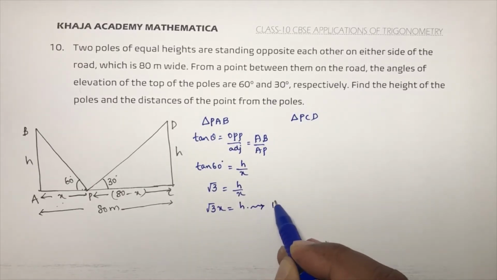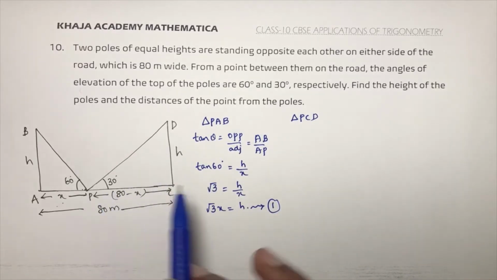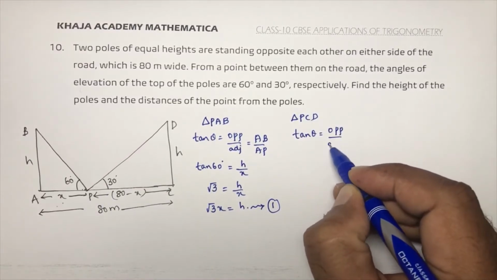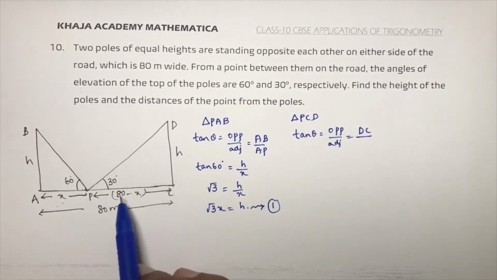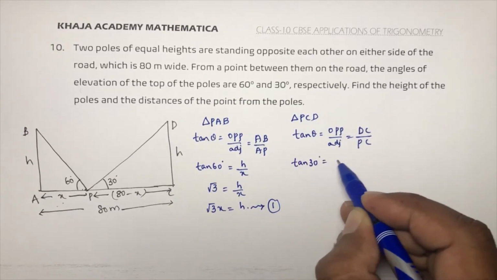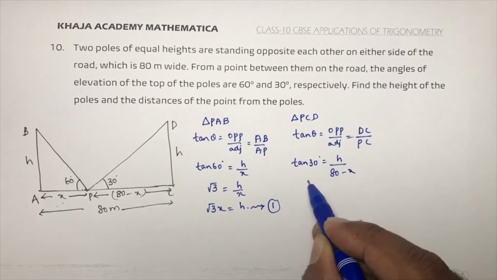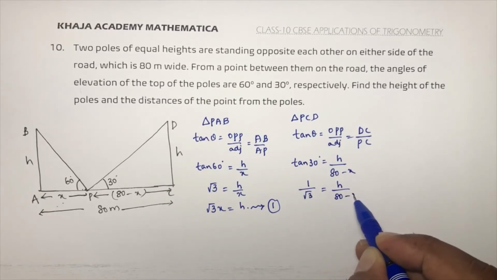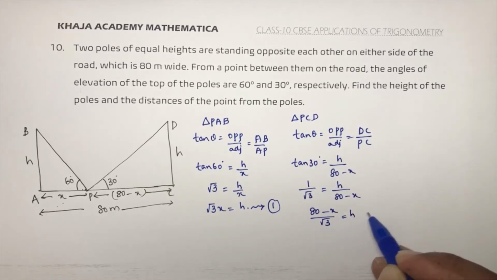So this you can make it as equation 1. Now in triangle PCD, tan theta is opposite by adjacent. Opposite is DC, adjacent is PC. Tan 30 degrees equals H by 80 minus X. Tan 30 is 1 by root 3 equals H by 80 minus X. So (80 minus x) by root 3 equals h.